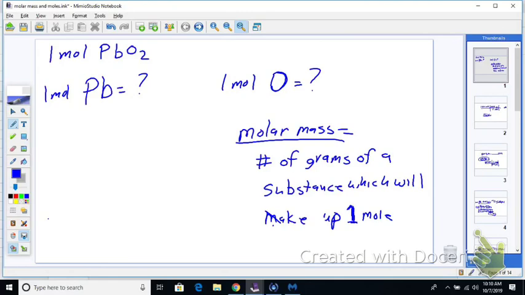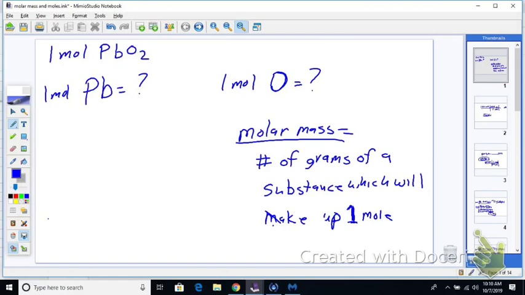Okay? So I've got this compound, and I want to know the molar mass of 1 mole of PbO2. So if I want to know how many grams per mole I have of that compound, then I have to break it up, and I have to find out how much I have of everything in there. Okay? Colton, how many leads do I have in PbO2? 1. 1 mole. So I got 1 mole of lead. All right? Brett, how many moles of oxygen do I have? 2. 2 moles of oxygen. Any questions on that? Okay?